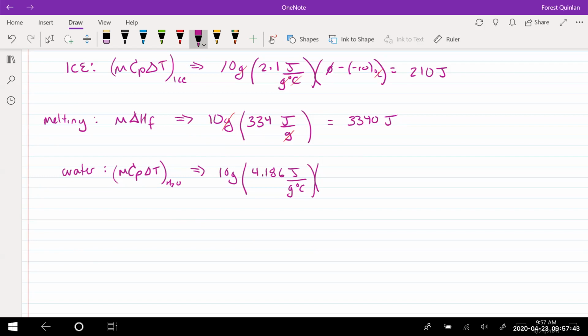Now the temperature difference here, we are taking it from 0 to 100. So that's the final of 100 degrees Celsius minus 0 degrees Celsius. And again, our Celsius will cancel, our grams will cancel, and we're left with joules. And so we got 1,000 times that. That's going to equal 4,186 joules.